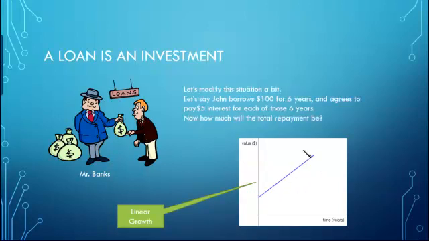So let's modify the situation a bit. Let's say John borrows $100 for 6 years and agrees to pay $5 interest for each of those 6 years. So now this goes from 0 to 6, and that's year 6. I can't draw this very neatly on my computer, but that's a straight line. And so what will be the value of this asset? Well, if it's making $5 every year, it starts out at $100, and the answer should be very easy. It should end up at 130. So this should be a straight dotted line coming down here to mark the 6 years.